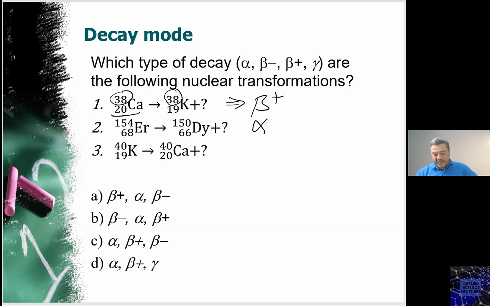Then the last one is K-40 with Z of 19 giving me Ca-40 with Z of 20, so the A number did not change. However, the Z number now has increased, which is opposite to what happened here. So definitely this is a beta minus. So the beta positive is where Z is decreased, and beta negative is where Z has increased. So the answer is A.